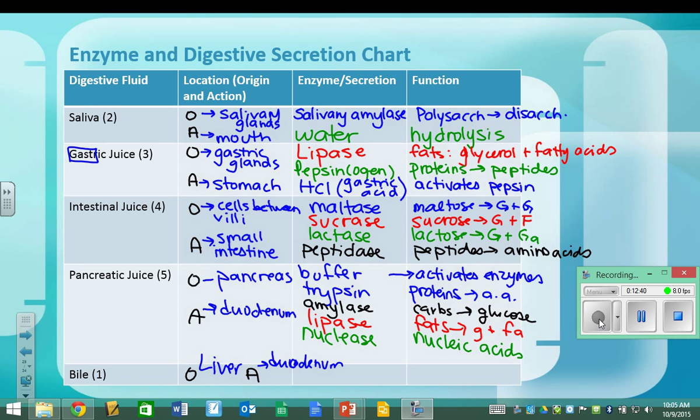The secretion, very simply, is bile. There's nothing else to it. And what does it do? It emulsifies fat. That is not chemical digestion, that is physical digestion, but it is still digestion, so it went on the chart.